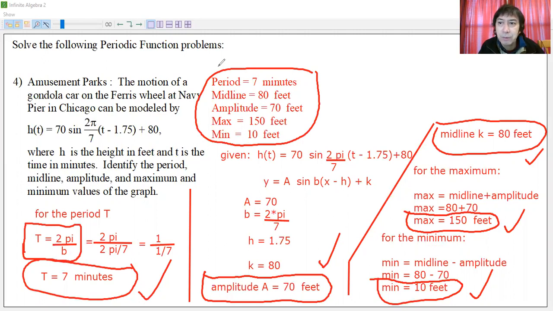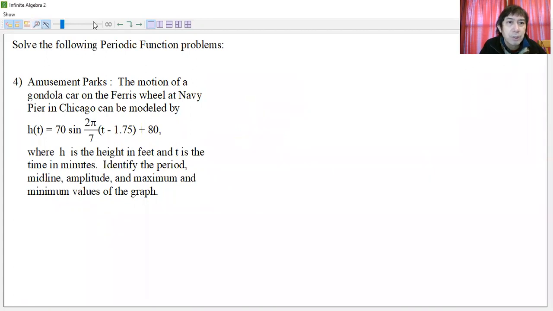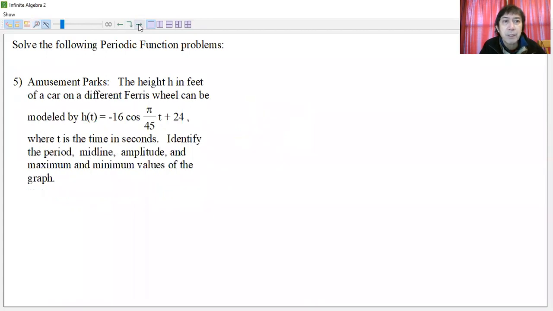We shall now move to number 5. Let me clear the screen. We shall now proceed to number 5. Here's number 5. Amusement parks. The height h in feet of a car on a different Ferris wheel can be modeled by the equation. We have another equation here. h of t is equal to negative 16 cosine pi over 45t plus 24.